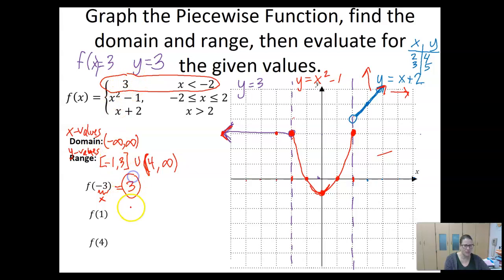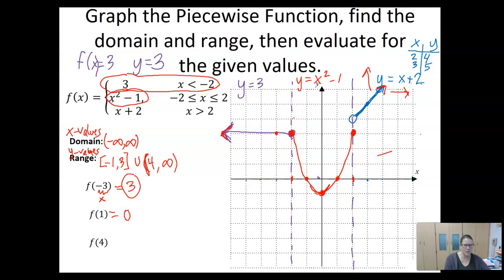So the answer there would be 3. Now f of 1 is in the middle of, or it's between -2 and 2, right? So for 1, I would plug it into this one right here. So 1 squared minus 1 equals 0.